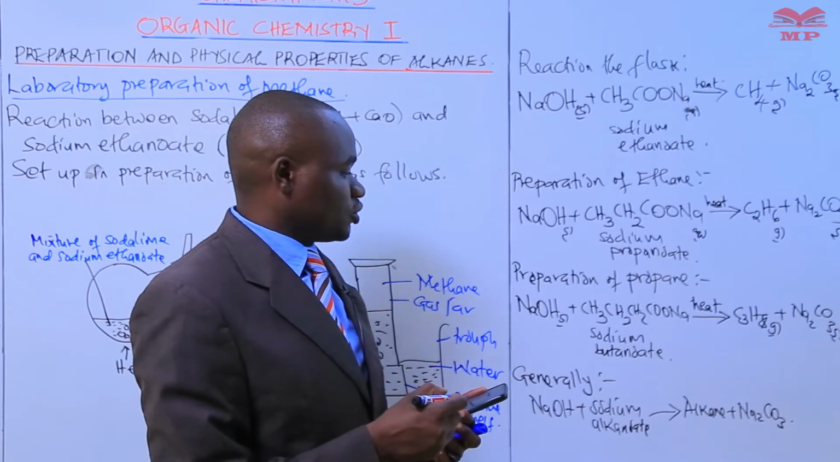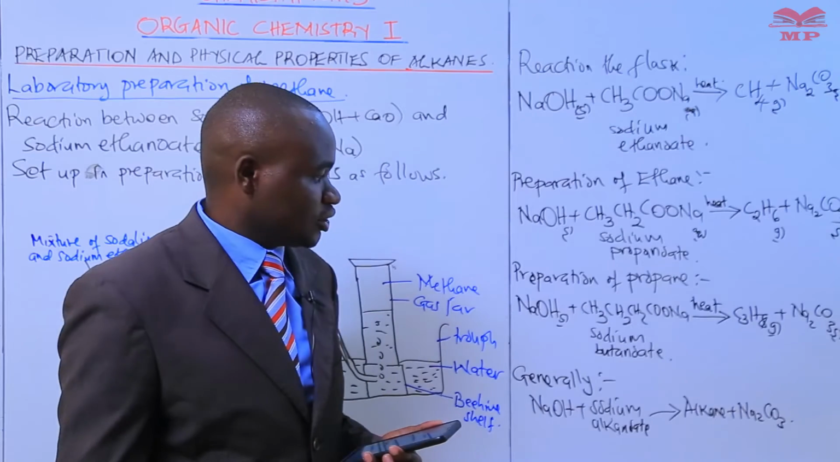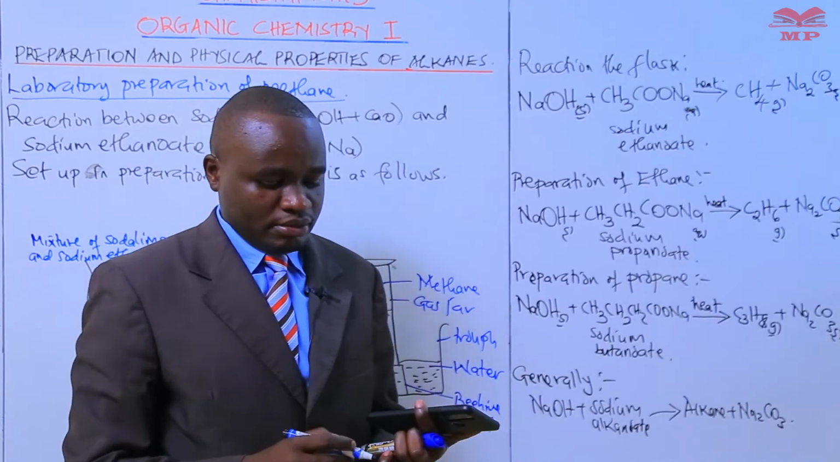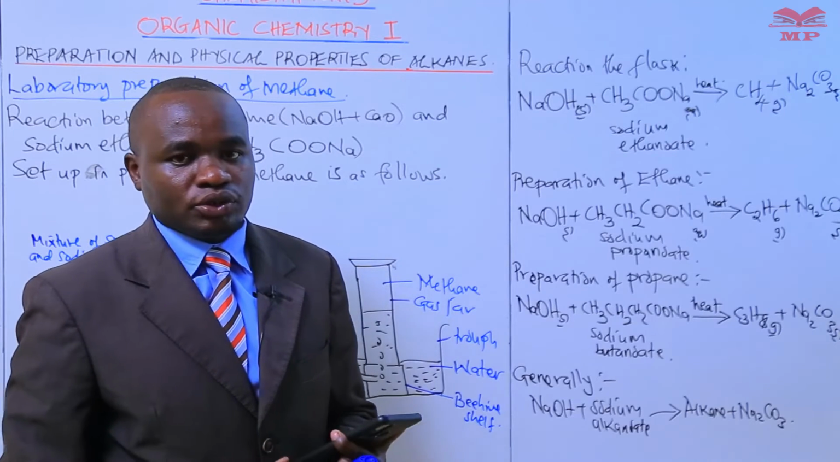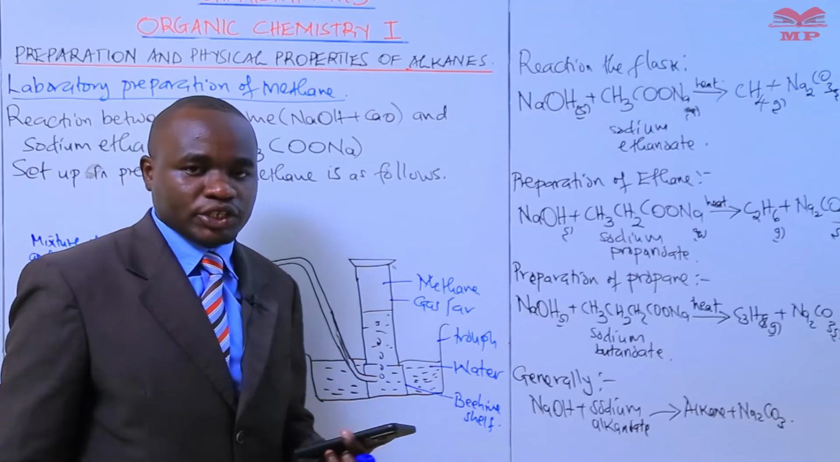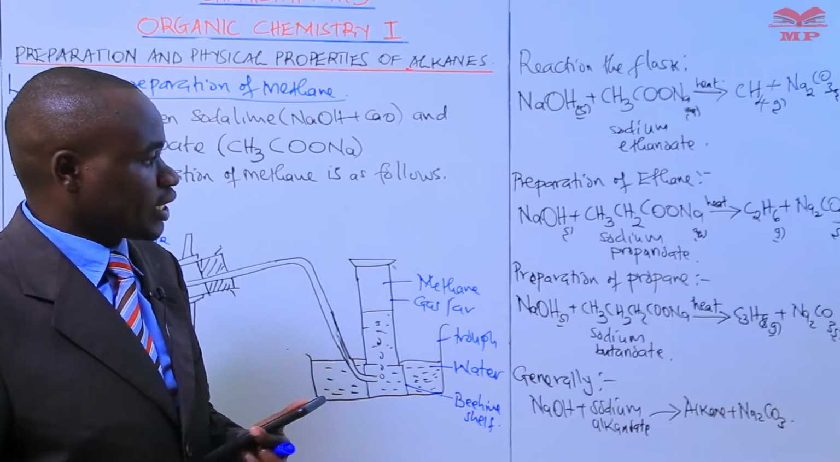The one that has 5 is called sodium pentanoate. It will give you butane plus sodium carbonate. So that is the general method of preparation of alkanes.